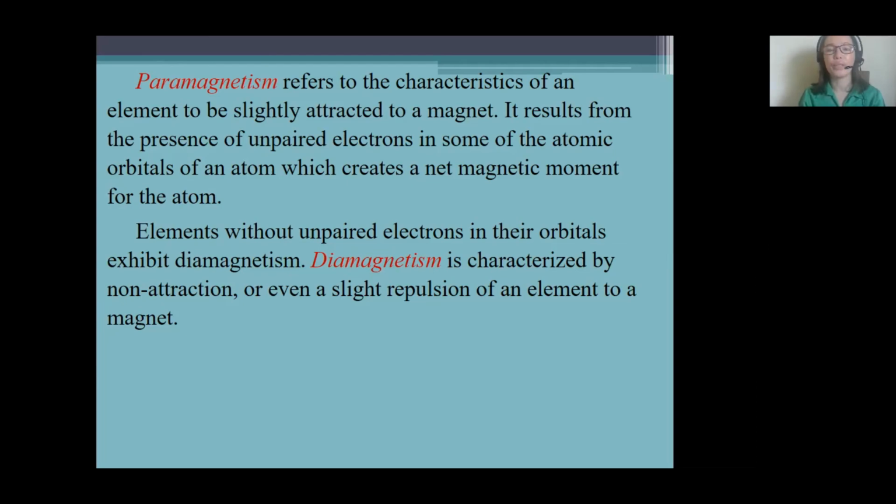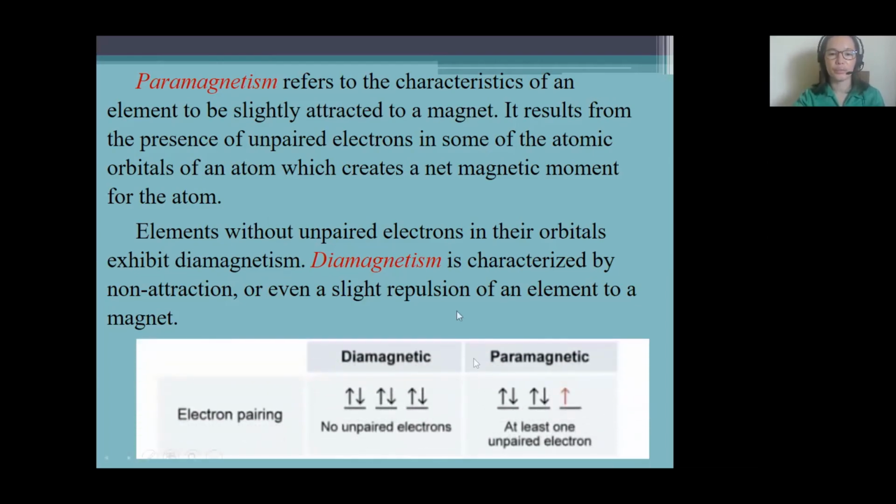Okay? Likewise, the absence of unpaired electrons results in diamagnetism. They are diamagnetic. They are elements without unpaired electrons, characterized by non-attraction, or even a slight repulsion of an element to a magnet. So if you check the diamagnetic example, you see they are all paired, and therefore they have no magnetic moment and are considered diamagnetic.